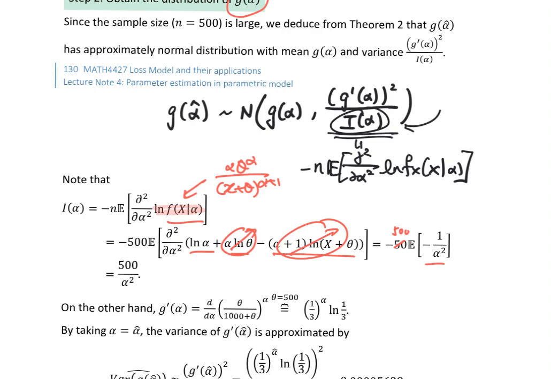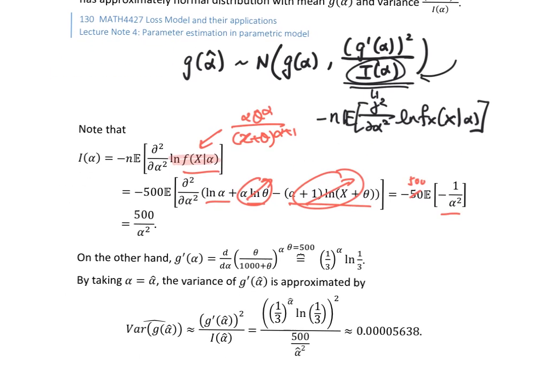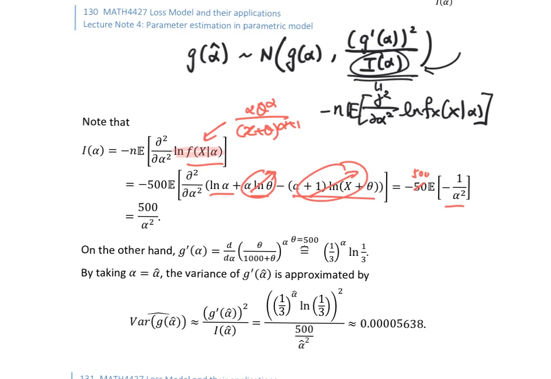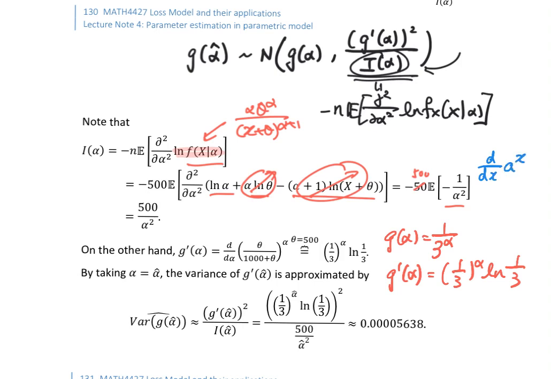On the other hand, you can also calculate your G prime alpha. Remember your G alpha is just equal to 1 over 3 to the power alpha. If you differentiate one time, that will be 1 over 3 to the power alpha times natural log of 1 over 3. Remember why we have that: it's due to the result that if we differentiate a function a to the power s with respect to s, that will be equal to a to the power s times natural log a.